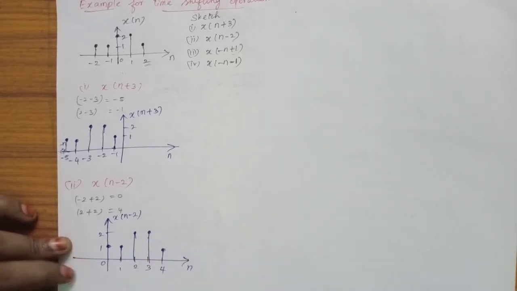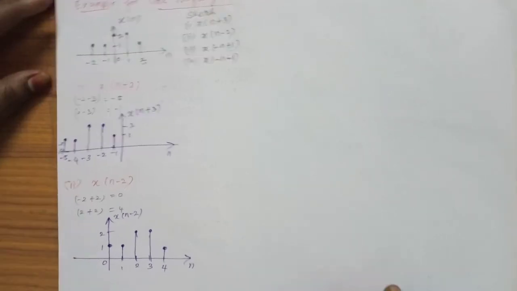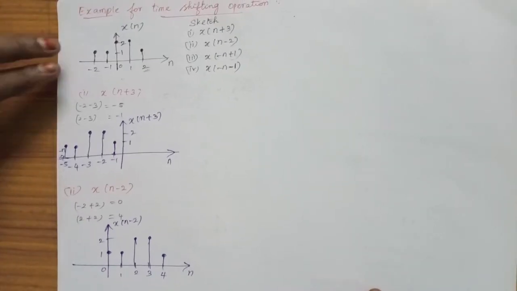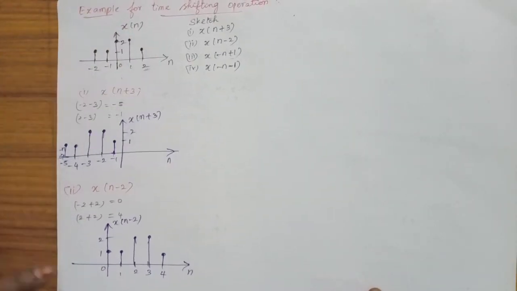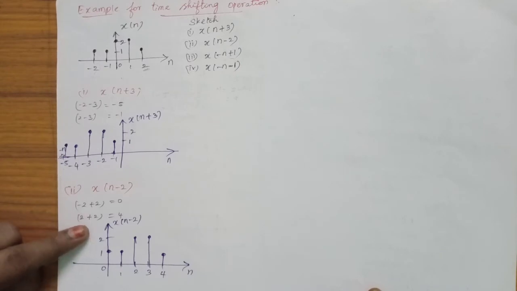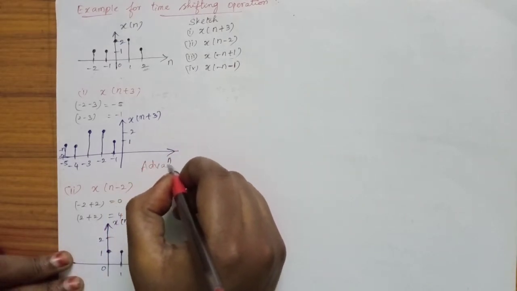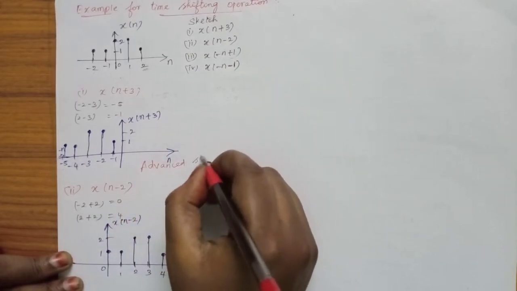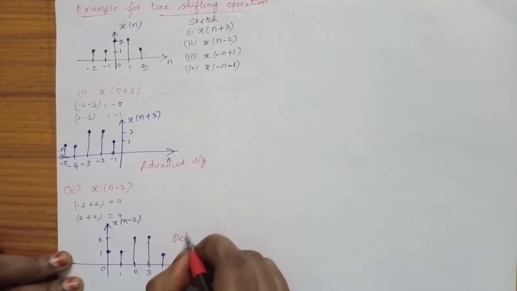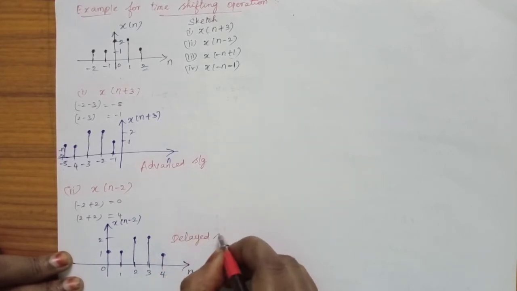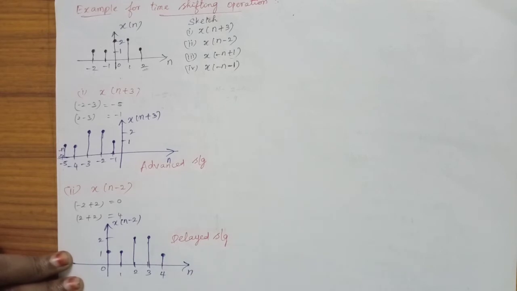So we will get a signal like this. That is the entire signal we are dragging towards the right side by 2 samples. Okay, so we will get a delayed signal. So this is the advanced signal and this is the delayed signal.